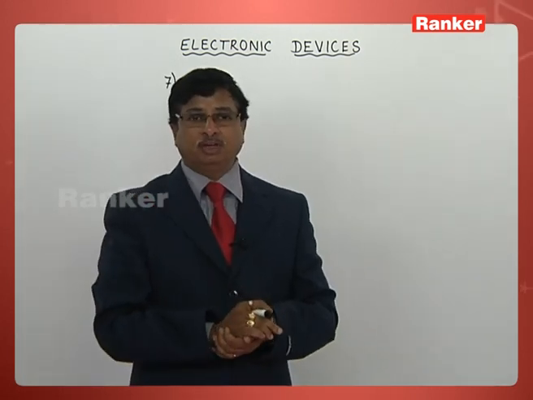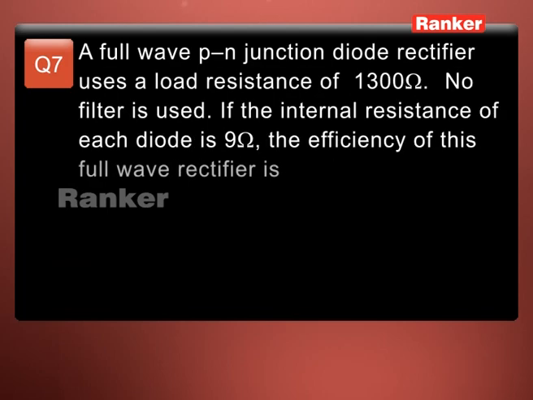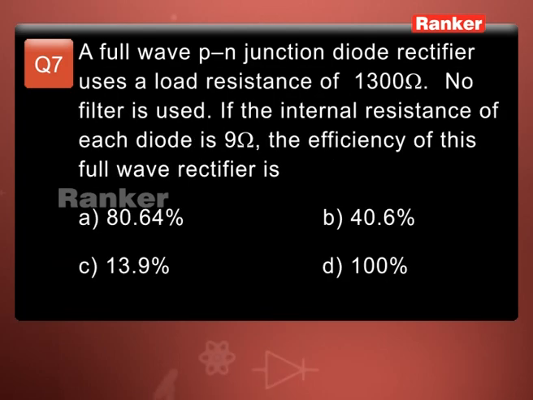Look at problem number 7 now. This is based on full wave rectification. A full wave PN junction diode rectifier uses a load resistance of 1300 ohm. No filter is used. If the internal resistance of each diode is 9 ohm, the efficiency of this full wave rectifier is how much? That is the question. The options given are 80.64%, second option 40.6%, third option 13.9%, and fourth option is cent percent, 100%.